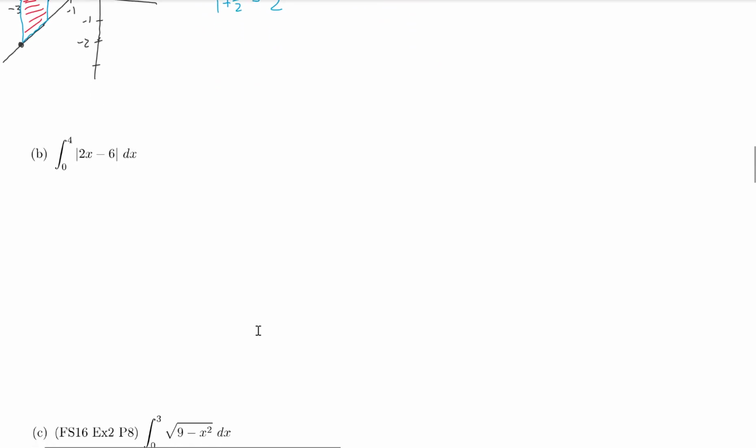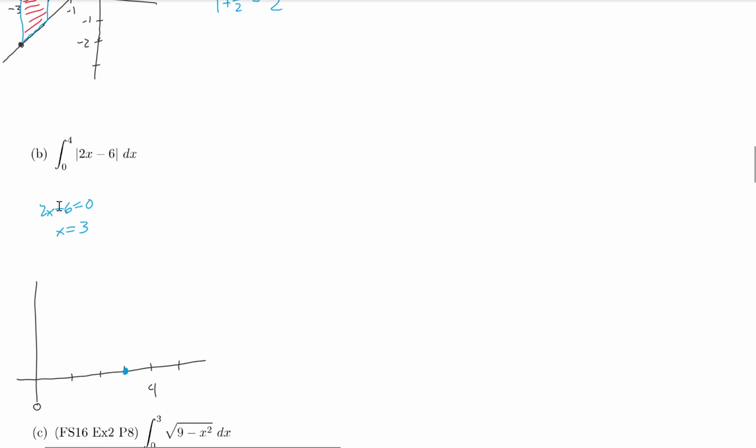So this next example is an absolute value problem, and we know that 2x minus 6 is equal to 0, x equals 3. So our little horn of our absolute value function is going to be at x equals 3. So we need to go ahead and sketch a graph of this. So 1, 2, 3, 4, 5. Our integral is going to be from 0 to 4. This function is going to hit at x equals 3.